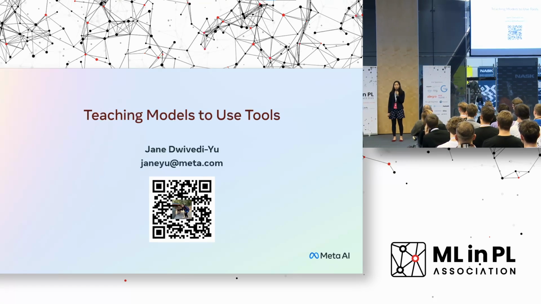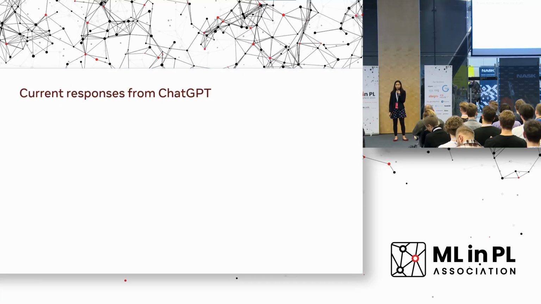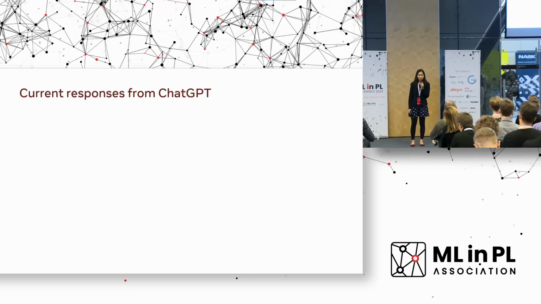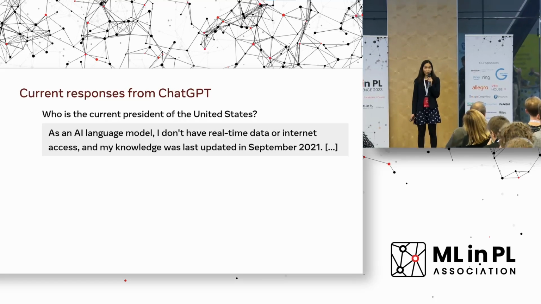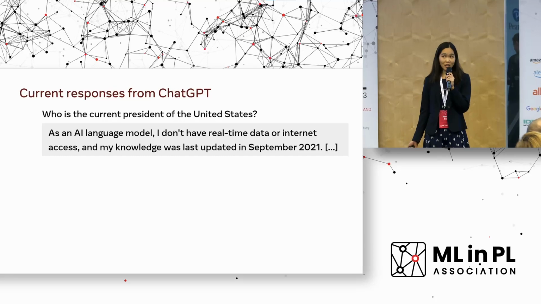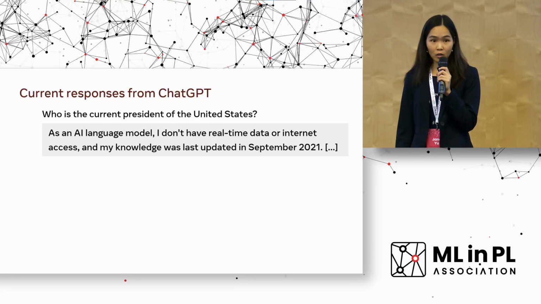Today I will be talking to you about augmented language models and how to get models to use tools. Before I dive into this topic more deeply, I first want to motivate why we would actually want models to use tools. To do so, I want to show you a couple of responses that I get when I currently use ChatGPT. My first query is, who is the current president of the United States? It says, I don't have real-time data or internet access, and my knowledge was last updated in September 2021.